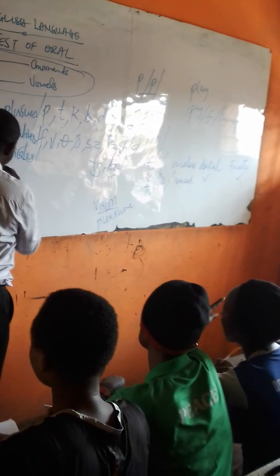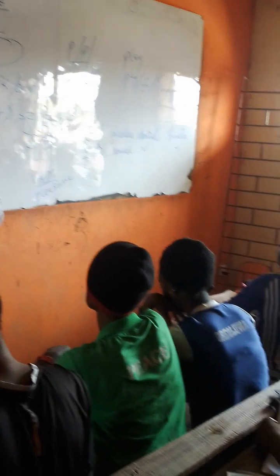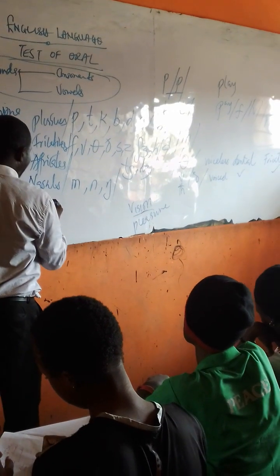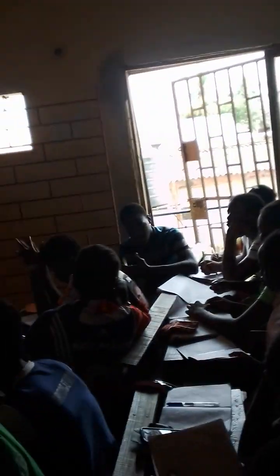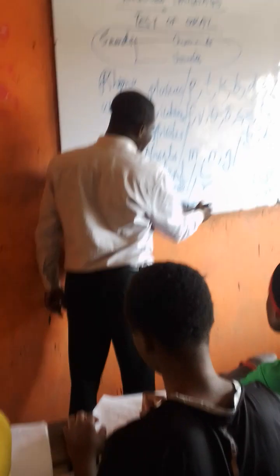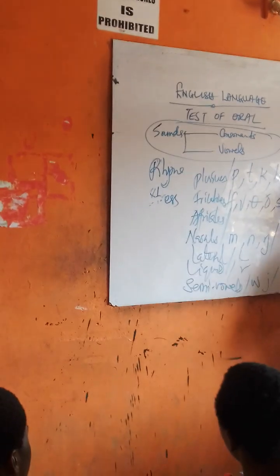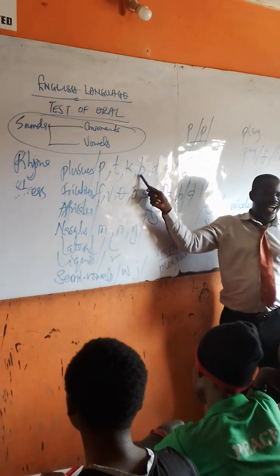Followed by the nasals, m, n, and then the lateral, just one of it, l. Liquid, r, and then what you call semi-vowels, w and y. So let's look at them like this. Pataka. Pataka.